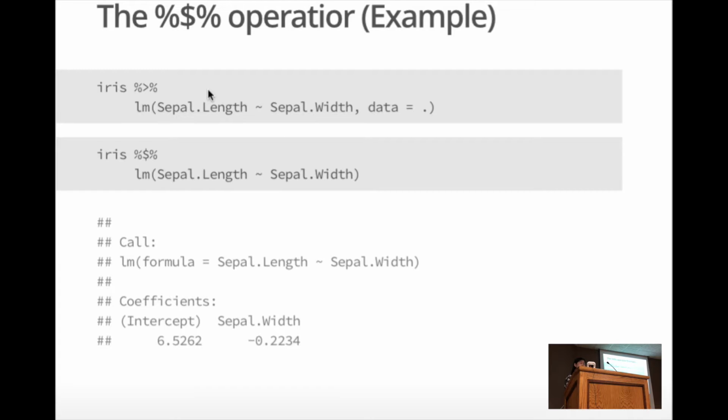And here is the example. This is what I use for a forward pipe operator. I need to specify what the data is with a dot here. But by using the exposition operator, I don't have to do it. It is automatically exposed.